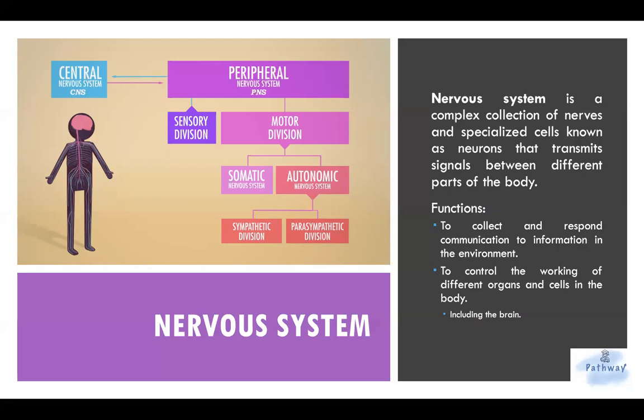So as you can see from the diagram on the left side, the nervous system is split into the central nervous system, or what we also call the CNS, and the peripheral nervous system, what we also call the PNS.